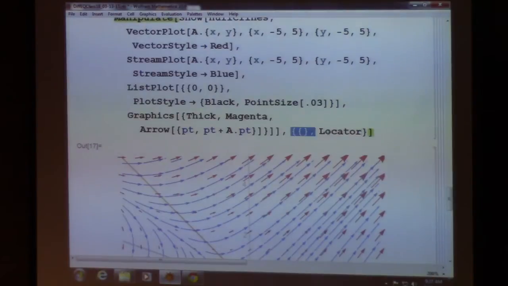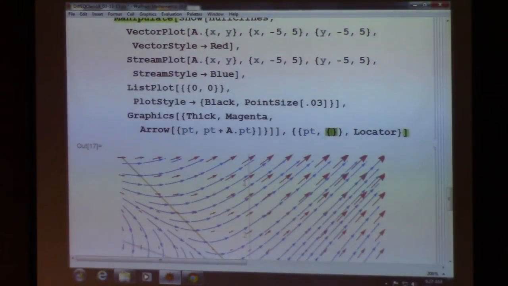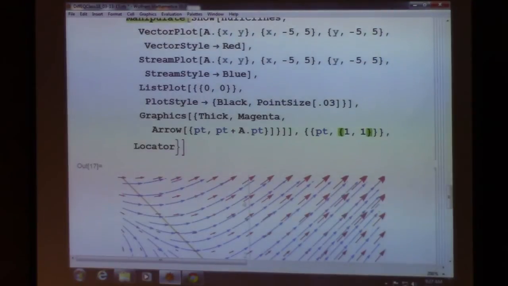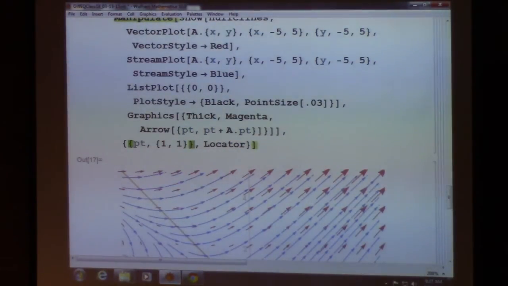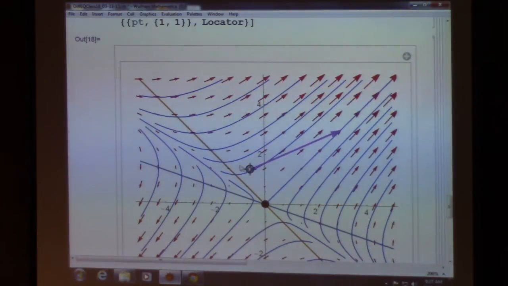Thanks. Here's the basic syntax for Locator, creating a Locator inside Manipulate. Crosshairs that can be moved with your cursor to change the PT in this case. That'll change the arrow. Put the PT here and then put its starting point here. You can start it at the point 1, 1, for example. I've got too many curly braces here. Let's see. What is the problem? Get rid of that one. There you go. There's the output of the vector field at a given point.